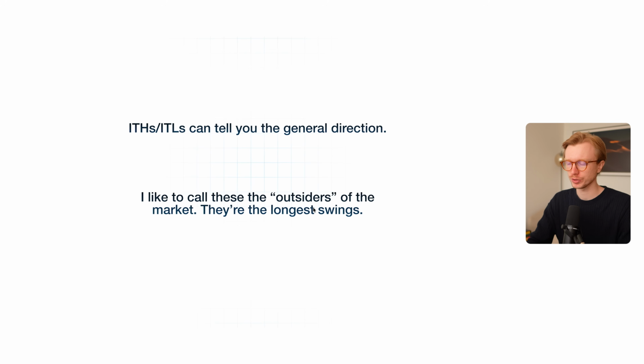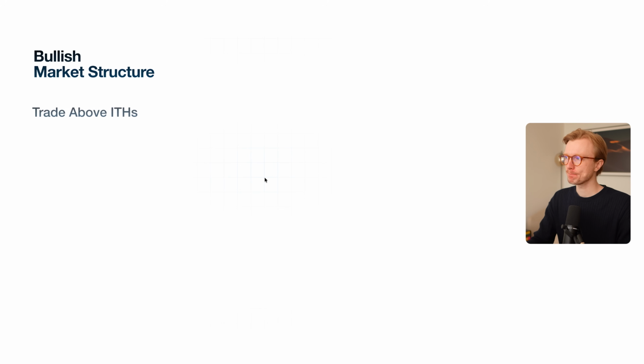They are the longest swings. So what I mean with the outsiders is something that we are going to dive into in just a second as well. Now, first, understanding a bullish market structure. So if we are bullish, if we are moving higher, what would that look like? Well, we are trading above intermediate highs and we don't trade below intermediate lows.